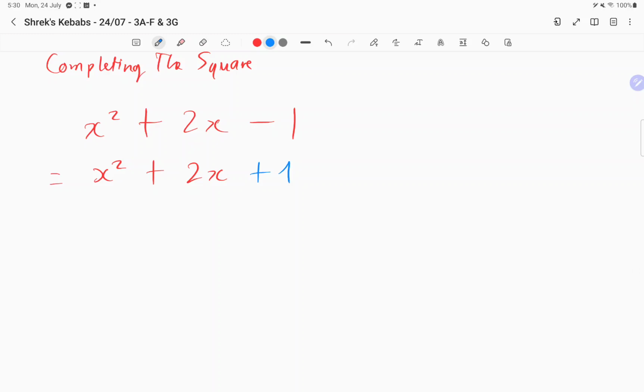And how do we keep it the same? When you add plus 1, you also add minus 1, and then you put back the original minus 1 here. Remember this? And then you group the first 3 terms together, that turns into x plus 1 squared, minus 2.